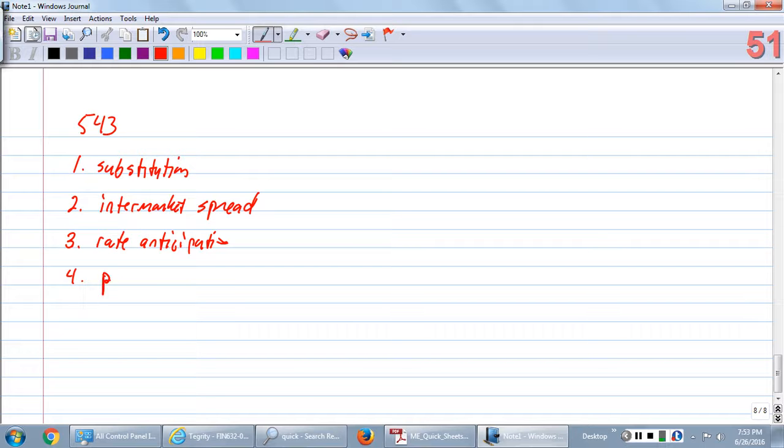The last one is called the pure yield pickup. This is simply trading quality for yield. How do you pick up yield? What if you were to trade a AAA rated bond for an A rated bond? You're going to pick up yield, because this might be yielding 4% because it's really safe, and this might be yielding 5% because it's not as safe. That's all you're doing, trading quality for yield.